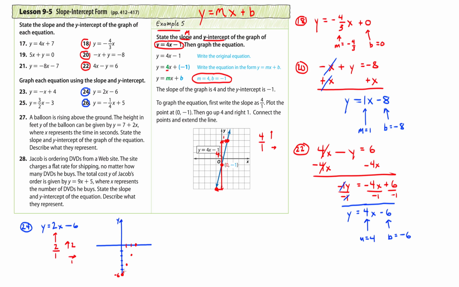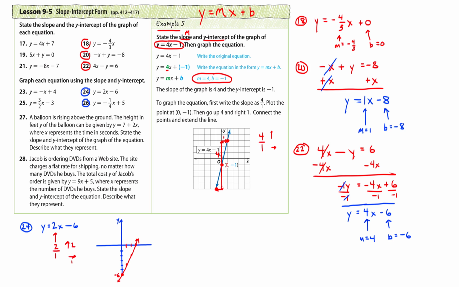And so I get a sequence of dots that I can connect up with a nice straight line. All lines are straight, that's a bit redundant. The line that goes through all those, and this looks like it hit at 3, 0. So if I make x 3, it should work. 2 times 3 is 6, minus 6 is 0. Yep, so that works, 3, 0. And there is the graph of y equals 2x minus 6.